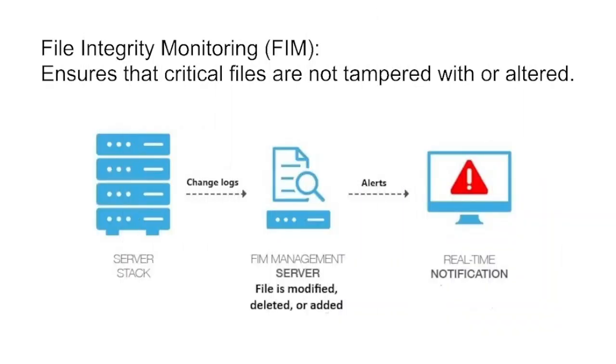Now, let's take a moment to understand what file integrity monitoring, or FIM, really is. FIM is a security technology used to monitor the integrity of files on a system, ensuring that critical files have not been tampered with or altered without authorization. It works by taking a baseline snapshot of your important files and then continuously checking them for changes. If any file is modified, deleted, or added unexpectedly, FIM alerts you immediately. This helps organizations detect unauthorized changes, which could indicate a breach or a system compromise.